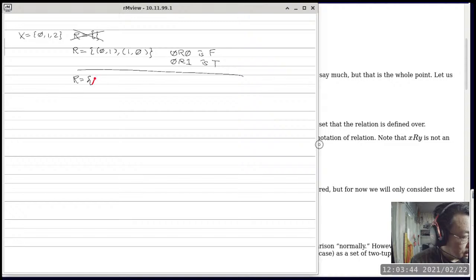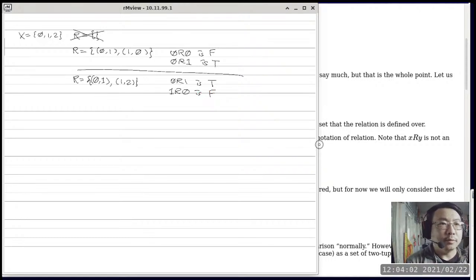So in the other relation, we have 0, 1 as a 2 tuple in it, and then we have 1, 2 as a 2 tuple in it. So in this case, 0 R 1 is true, but then 1 R 0 is false. In other words, the ordering of elements within a 2 tuple is significant. The first one is said to relate to the second one in a 2 tuple.